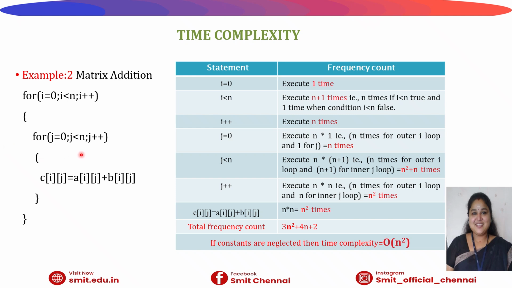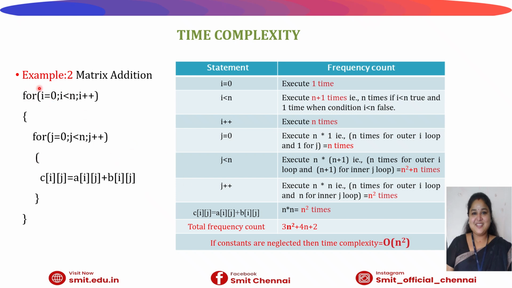j less than or equal to n already includes n plus 1 times, so along with this it is n into n plus 1 times. And j plus plus is also run n times for the j plus plus loop, and the outer loop also runs for n times. So n into n times for j plus plus. This one is also included.